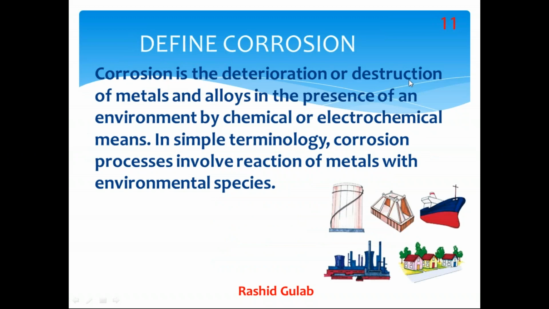Corrosion is the deterioration or destruction of metal and alloys in the presence of an environment by chemical or electrochemical means. In simple terminology, corrosion processes involve the reaction of metal with environmental species. Environmental species, we discussed this in the last few minutes. It can be water, acids, bases, salts, oils, different types of gases, even temperature. These are the things that can generate the corrosion process, or make it fast.